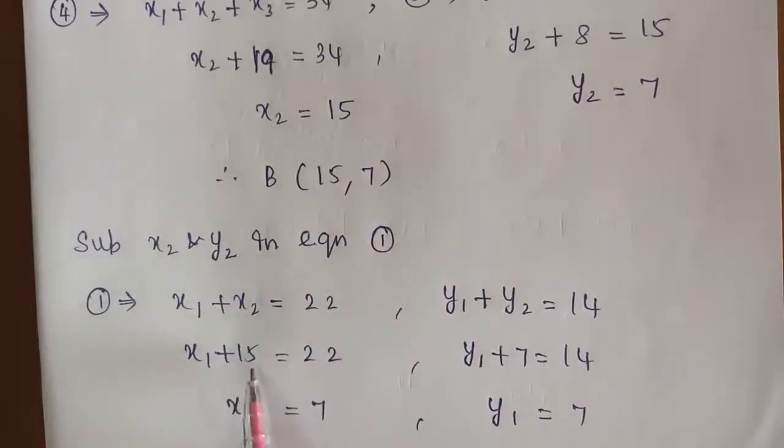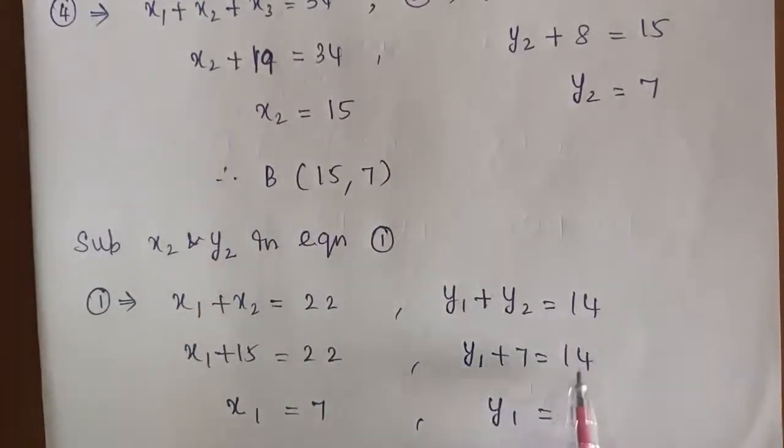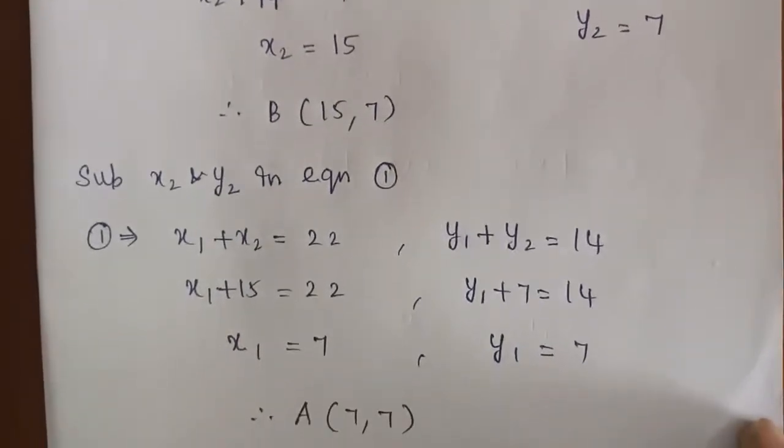So substitute the x2 value here. You get x1 plus 15 is equal to 22. x1 is equal to 22 minus 15, so the x1 value is 7. Similarly, the y2 value is 7, so y1 plus 7 is equal to 14. y1 is equal to 14 minus 7, which is 7. So the A coordinate is (7, 7).